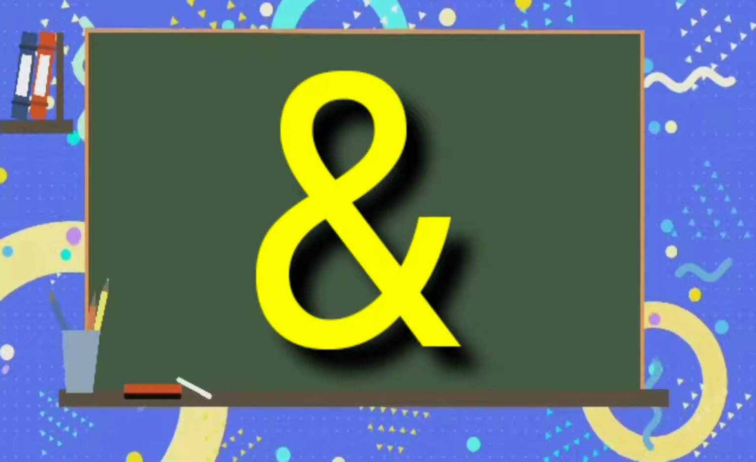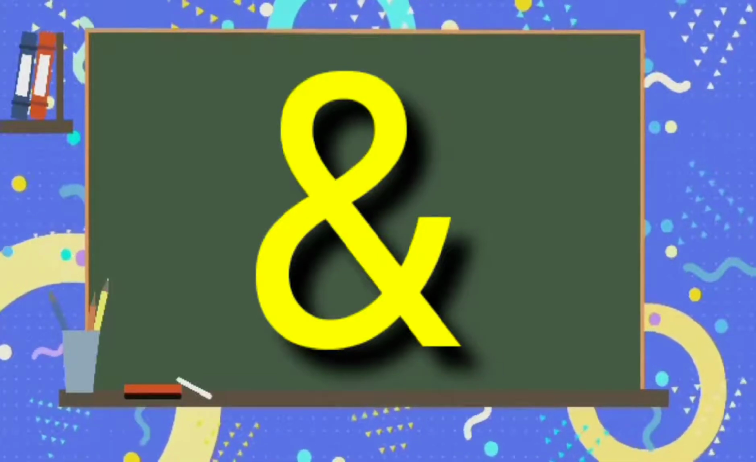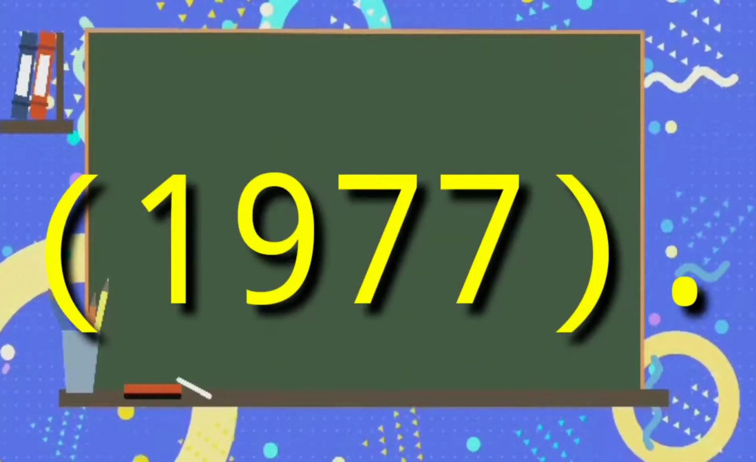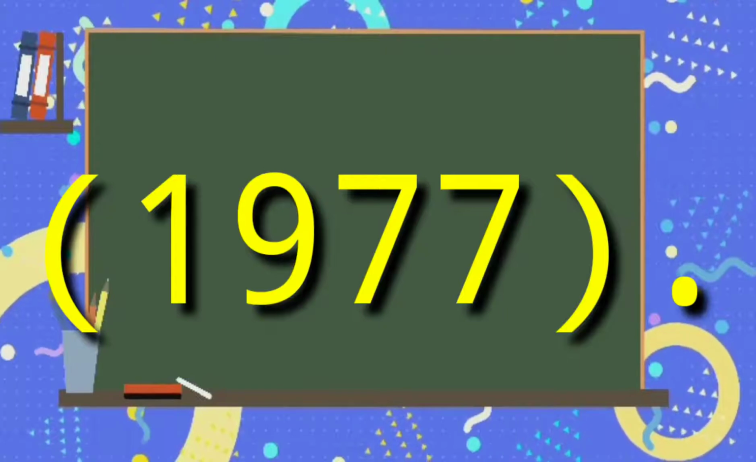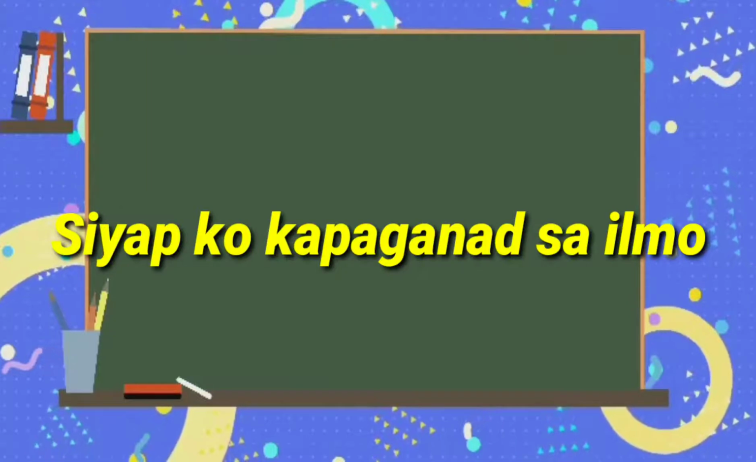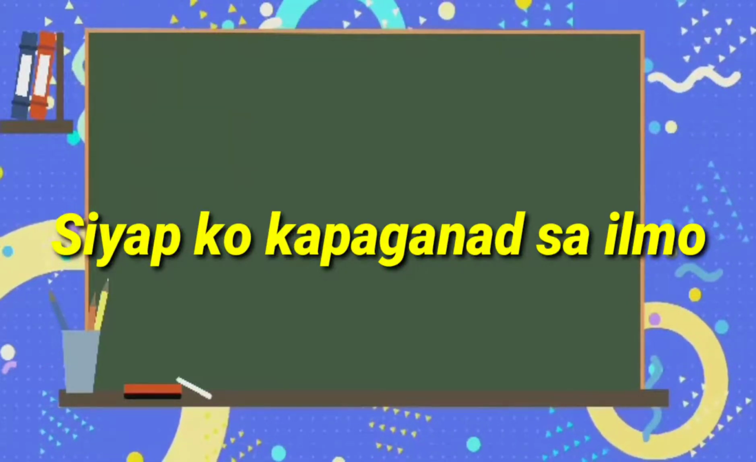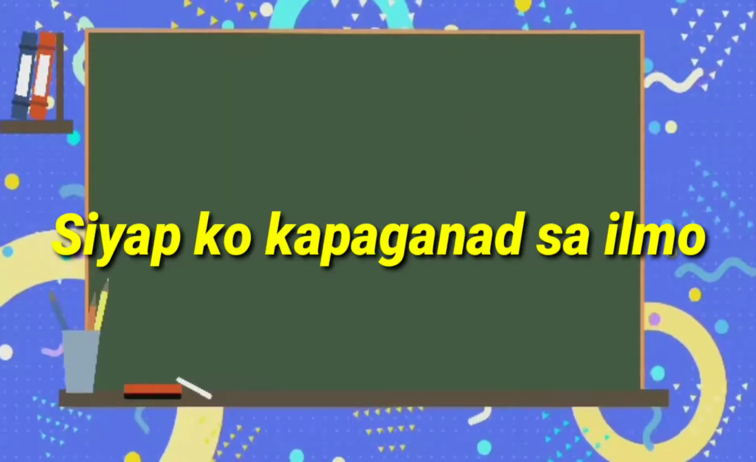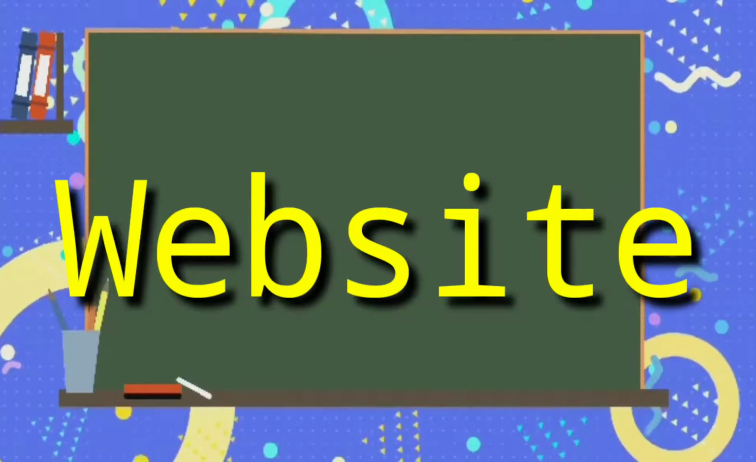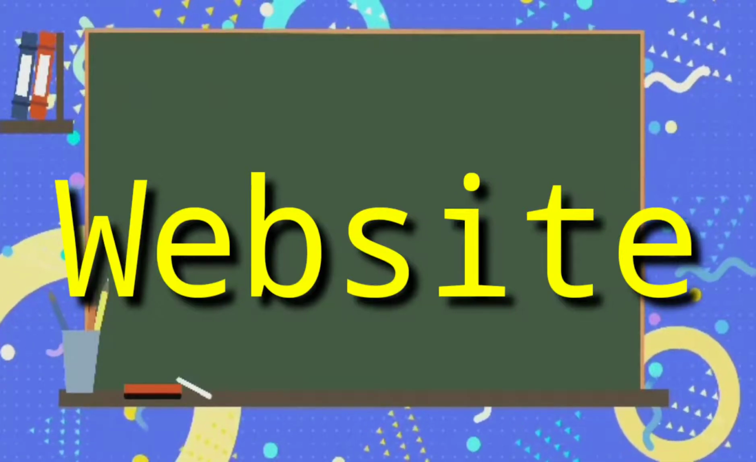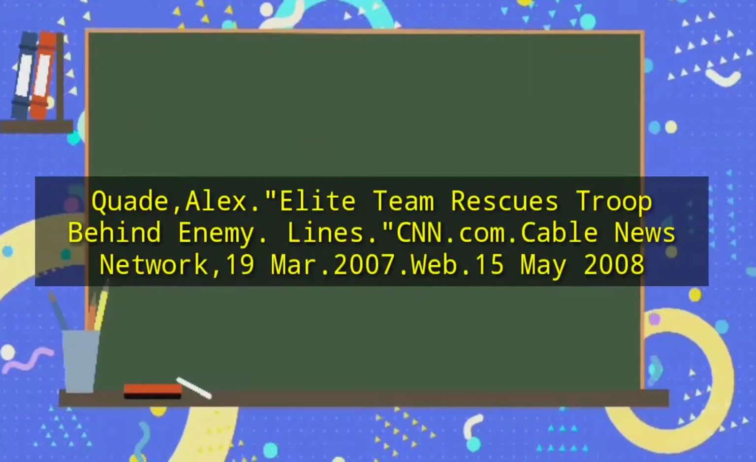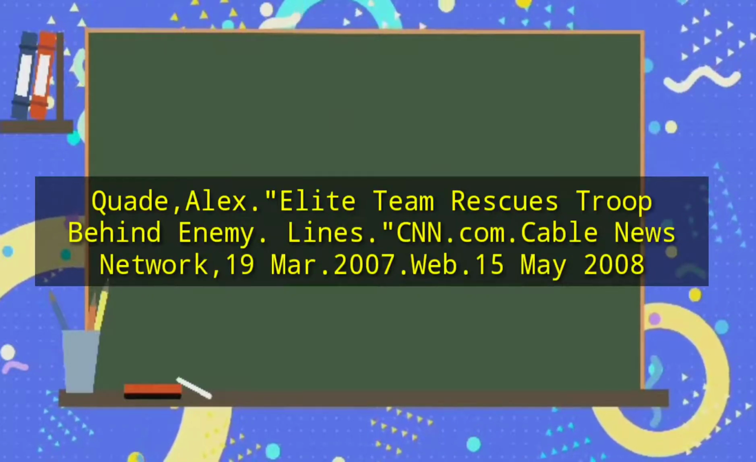If there are 2 or more authors, the last author is usually separated by an ampersand. Number 2, place inside the parentheses the year of the publication. Do not forget the period. Number 3, the title of the book is written in italics. Capitalize only the first letter of the title. The last but not the least, location of the publisher if print. Use retrieve from if online. So if you are citing from a website. So this is an example.